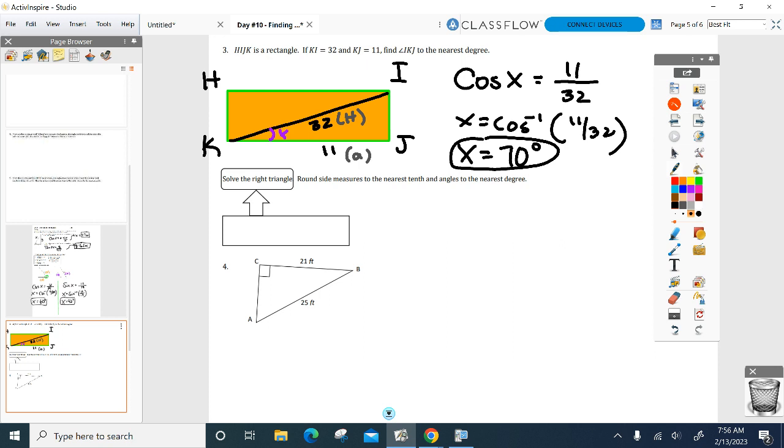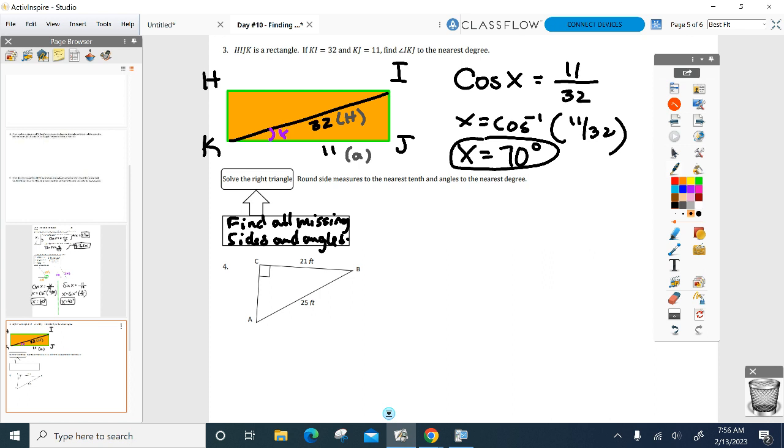This is what's going to make me happy. Find all the angles and all the sides. Anything that's missing, find it. Yep. Find all missing sides and angles. Oh, yes, that makes me happy. Anything that's missing, let's find it. Rounding directions are at the top.